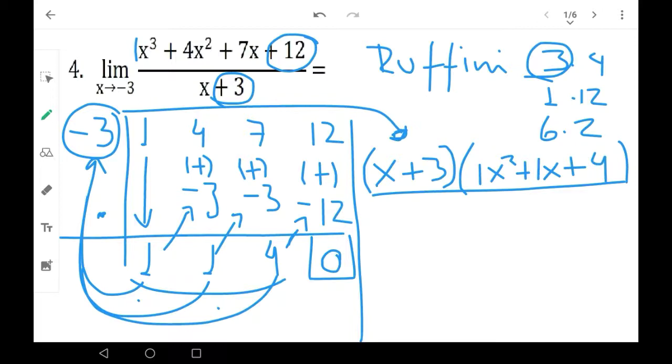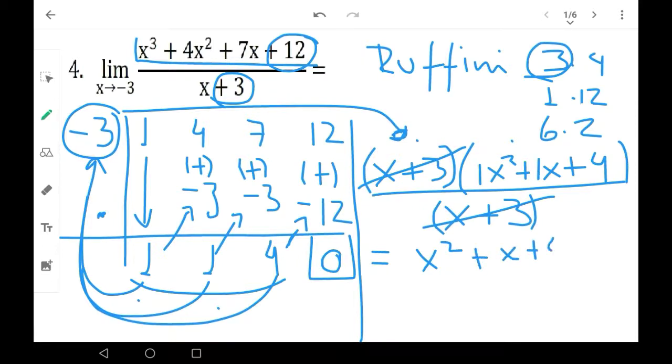And why do I have x squared instead of x cubed? Because since I used Ruffini, what I'm doing is I'm factoring, I'm expanding this polynomial into two polynomials. So that's why if I multiply the first times the second, I should get this expression that I have here. Okay, now let's continue. I will have x plus 3 here on the denominator, right? And then I can do this. I can cancel these two, and I will end up with x squared plus x plus 4, right?